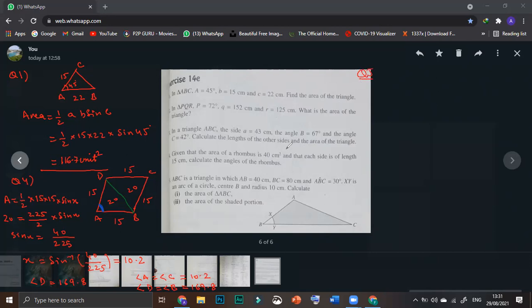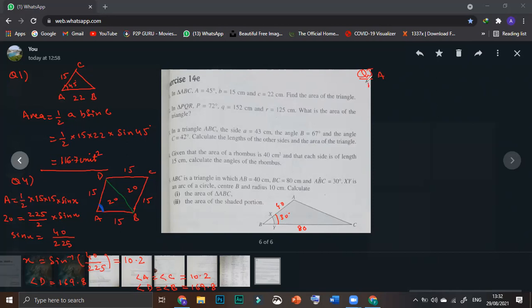In question number 5, ABC is a triangle. AB is equal to 40, BC is equal to 80, and ABC included angle is 30 degree. XY is an arc of a circle, center B and radius 10. Calculate the area of the triangle ABC. As we can see that two sides, this one is 40 and this one is 80 given, and the included angle is given, which is 30 degree.